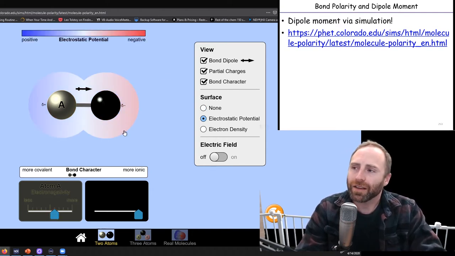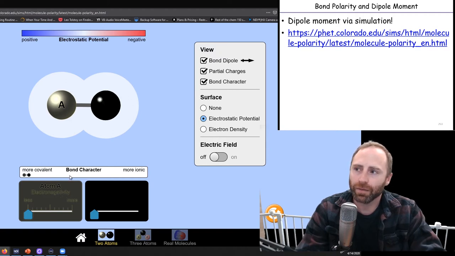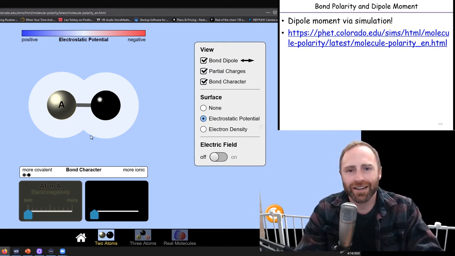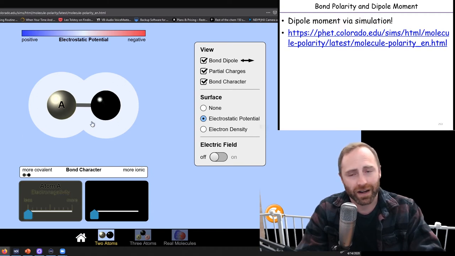So, oh, look, I think the colors are actually showing up nicely for this one. I'm going to go all the way to the left so that everybody has the same electronegativity between atom A and atom B. So what we've got around our atoms now is an electrostatic potential map or surface. And what this is going to give us is an idea as to which side of our molecule is more positive and which side of our molecule is more negative in terms of electrostatic potential. So to some degree it gives us an indication of where the electrons are spending more of their time.